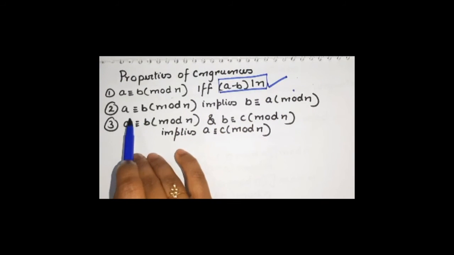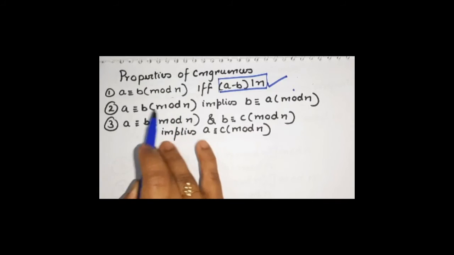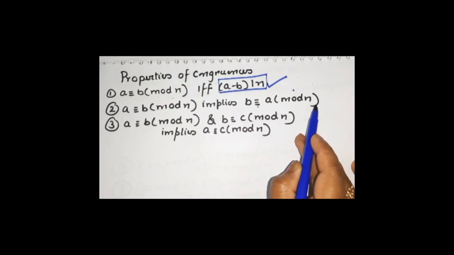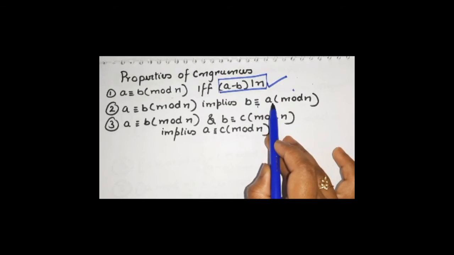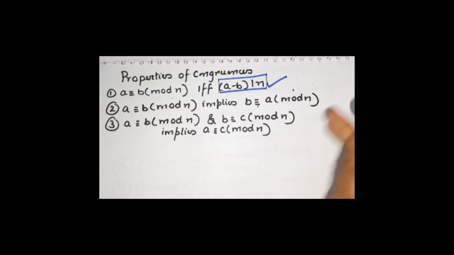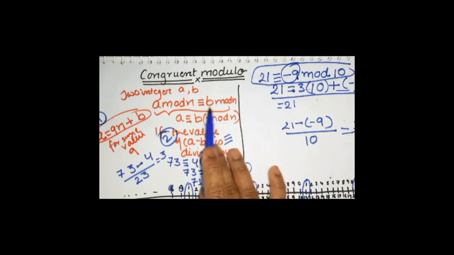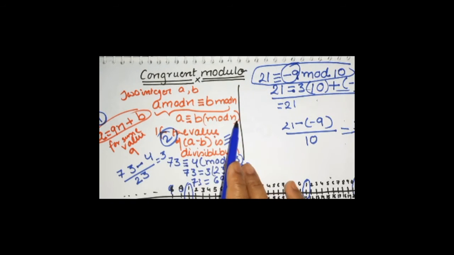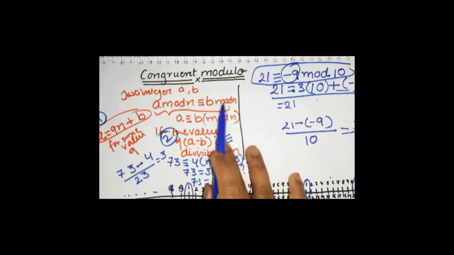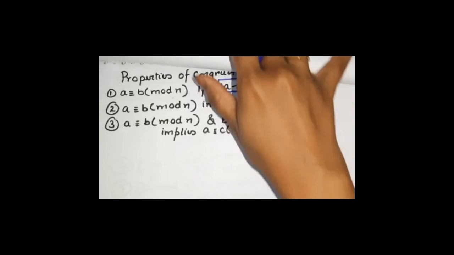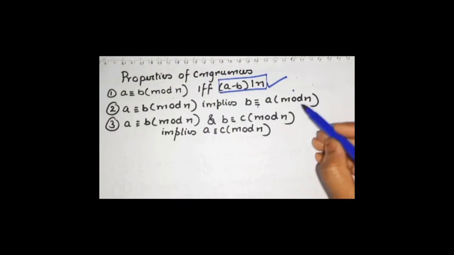The second property says that if A is congruent to B mod n, this implies that B is also congruent to A mod n. There's no problem in it. You can exchange A and B here. It is one and the same. A mod n should be equivalent to B mod n. If you write A is congruent to B mod n, you can also write B is congruent to A mod n. Both are equivalent, so you can exchange A and B anytime that you want. So this is the second property.